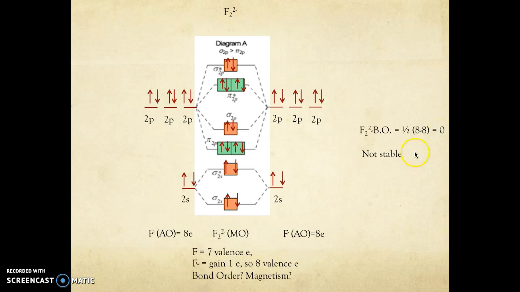So what does that mean? It means that since there's no bond order, this compound would not be stable and would not normally be found naturally in nature, versus F2, which is very stable. And so if we have F2 2-, it's an unstable compound and it normally would not be found.